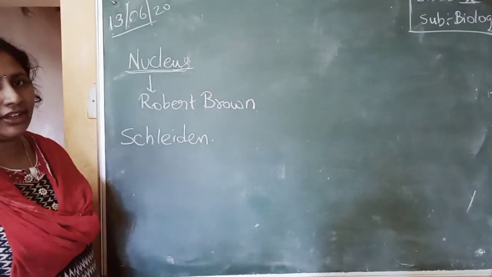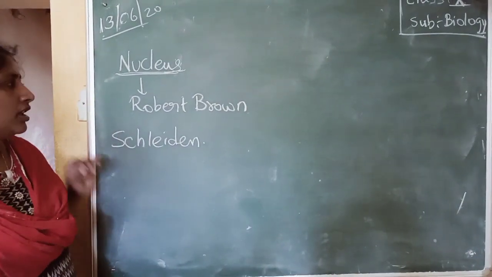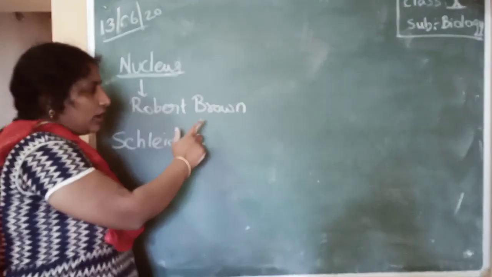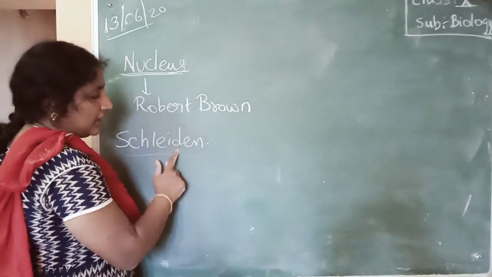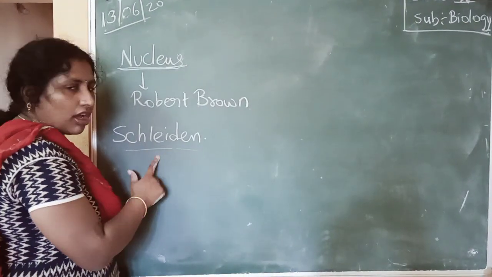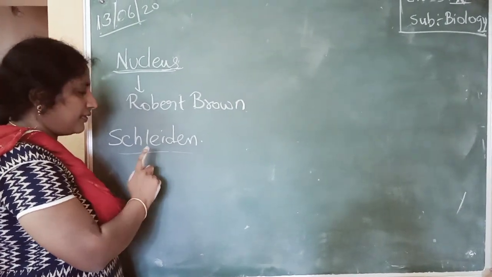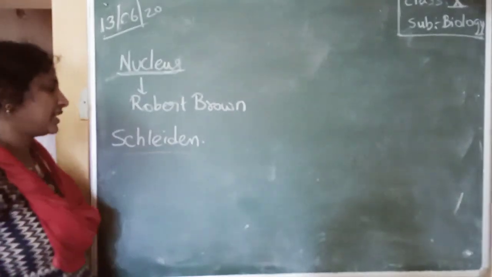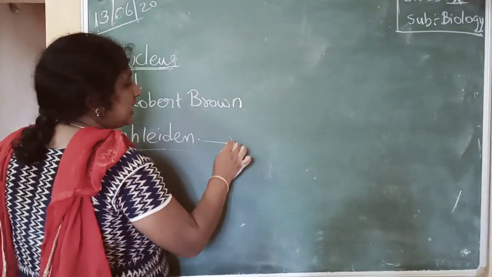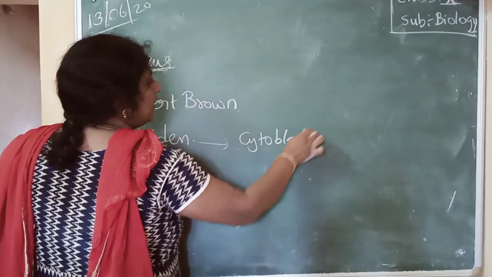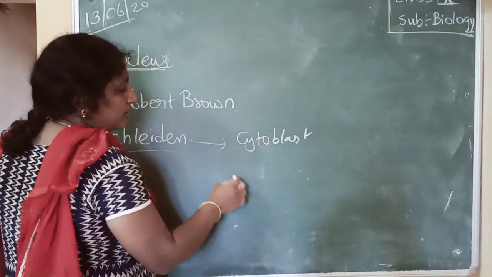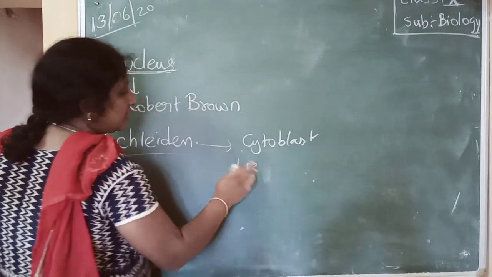The next cell organelle is the nucleus. The nucleus was discovered by Robert Brown. Schleiden, who said that all plants are made up of cells, called the nucleus the cytoblast.